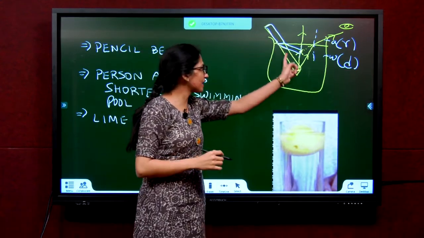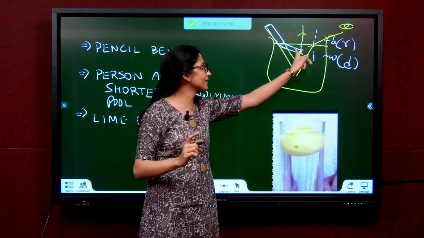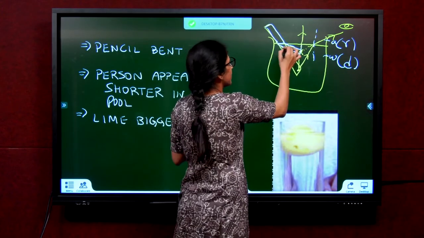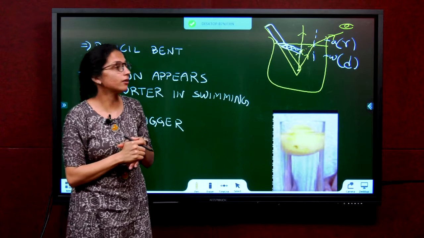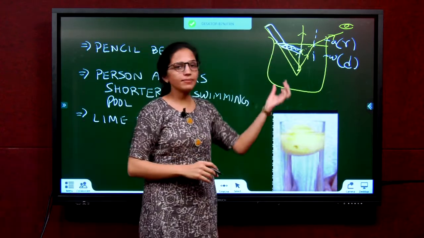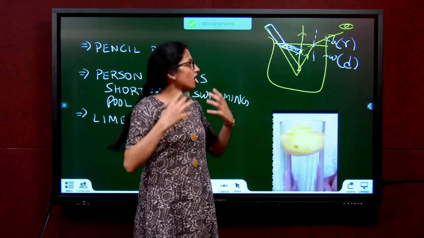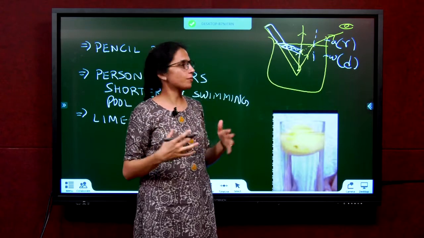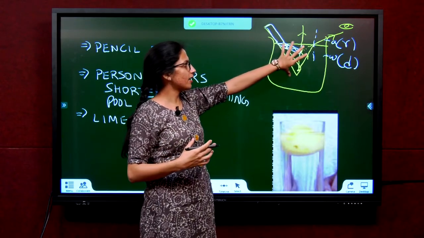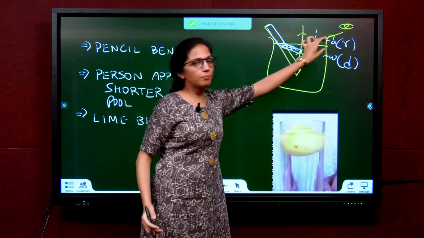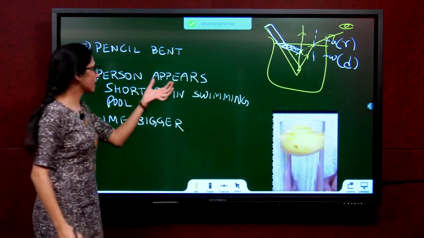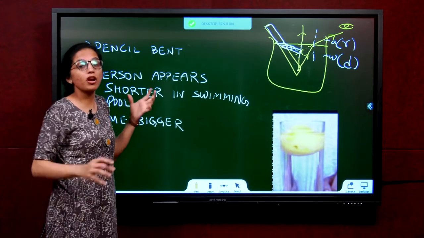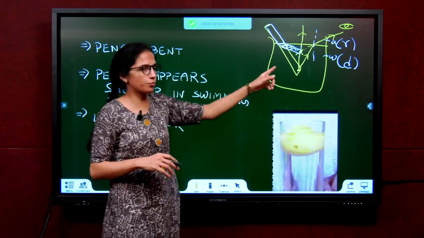Is it really bent? No, the pencil is actually this only, but you are seeing this white portion. This white portion here is what you are seeing. So it appears to be bent to your eye. This is the same reason a tall person in a swimming pool, or any person in a swimming pool, if their legs are in water, their legs appear shorter to a person standing out. See, this pencil became shorter. Same reason, a person's legs appear shorter in a swimming pool.